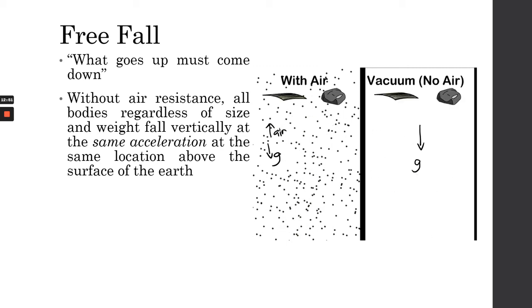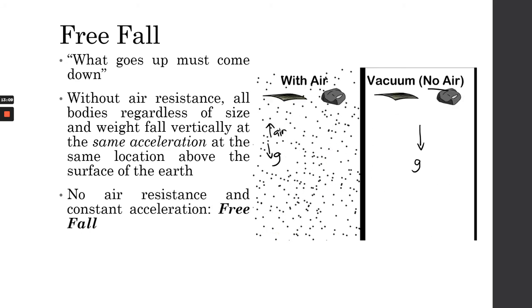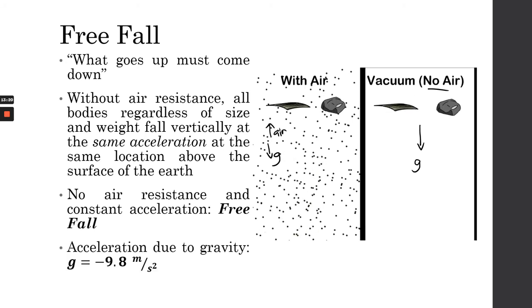So that creates a difference when there are air particles around. But when there are no air particles around, in a vacuum, the only thing that is pulling those materials is just gravity. And we call that pulling a special term. When there is no air resistance, the acceleration that is causing the objects to move down is called acceleration due to gravity.